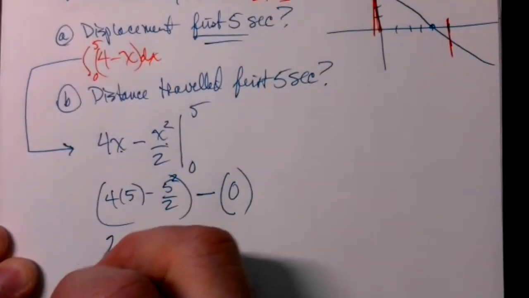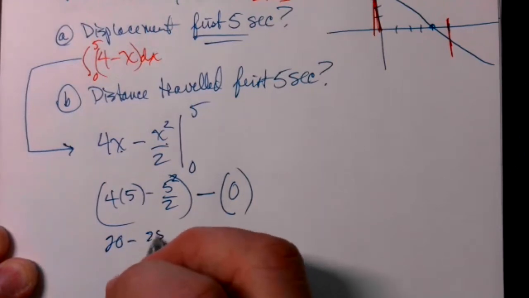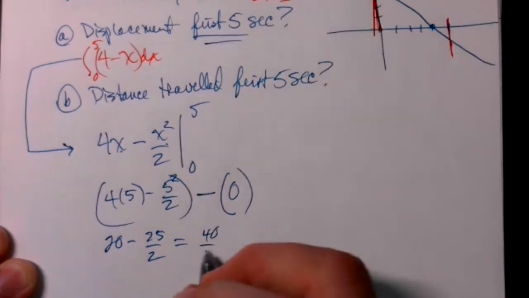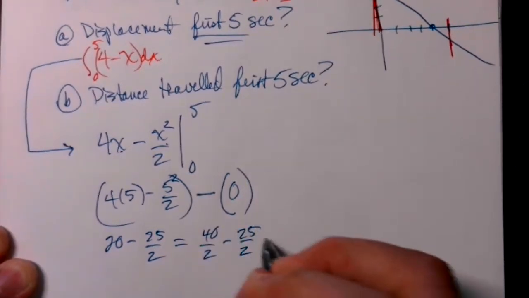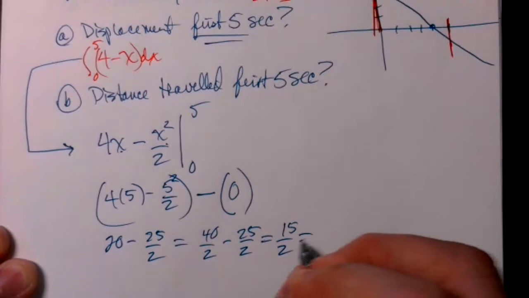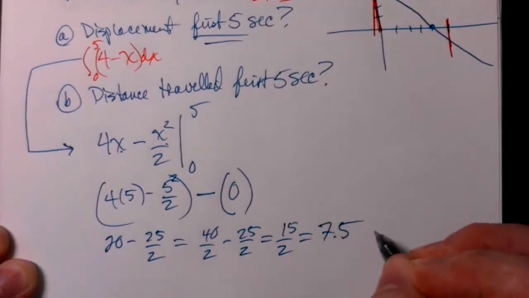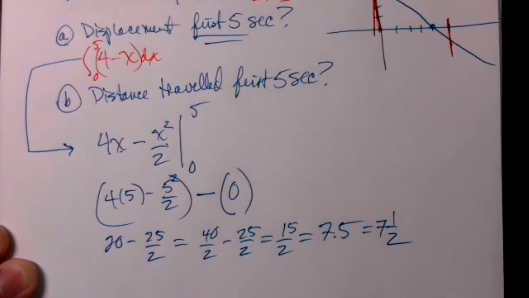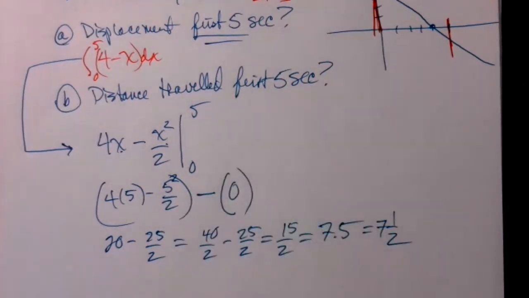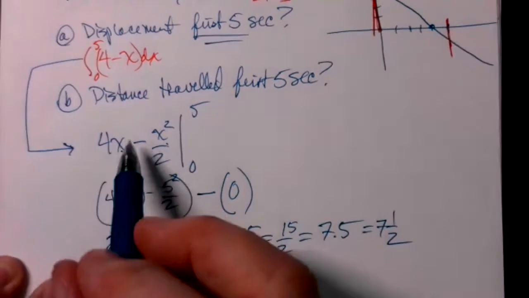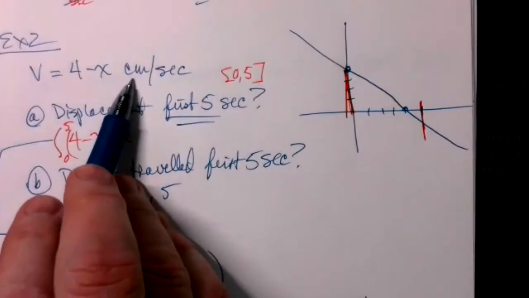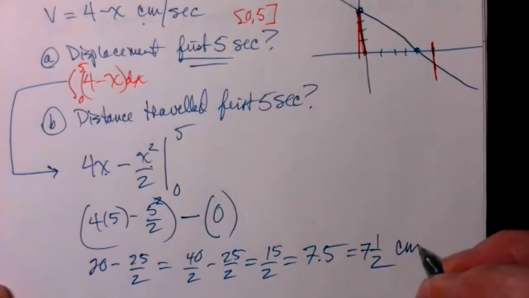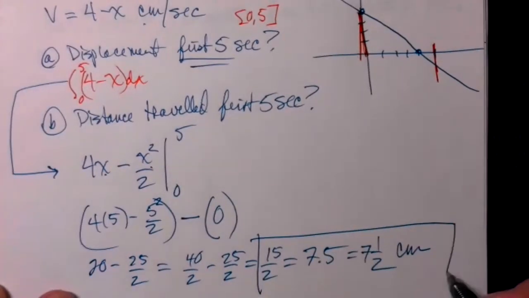So this is 20 minus 25 over 2, also known as 40 over 2 minus 25 over 2, 15 over 2, or for those of you watching at home, 7.5 or 7 1/2. I don't care which way you like it, it doesn't matter. Worth noting again that this rate was centimeters per second and 5 seconds. So the distance will be in centimeters.